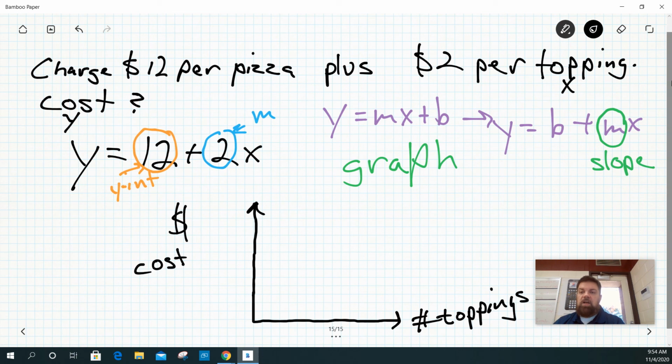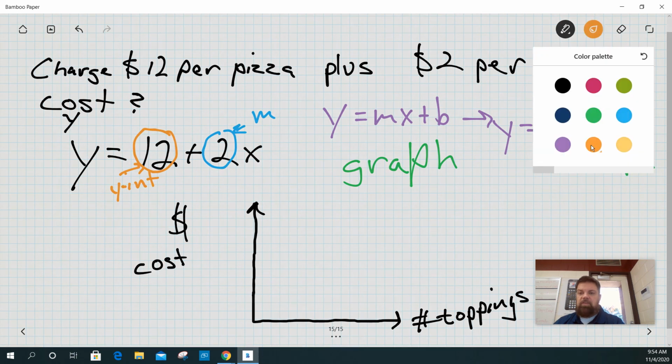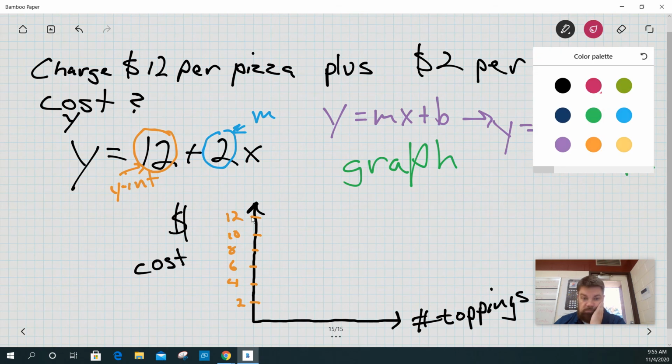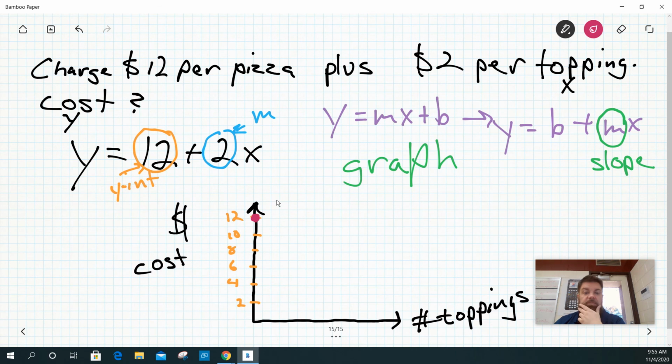So now how do I graph this? Well, if I count by twos, in other words, this is 2. Actually, let me do that over. If I count by twos, this is 2, this is 4, this is 6, this is 8, and this is 10, and lastly, this is 12. My y-intercept occurs at 12, right? That's my y-intercept, occurs at 12.